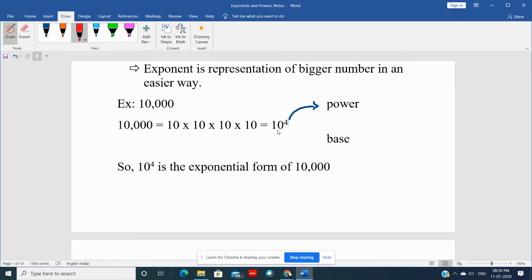Let's make a different color. This 10 becomes base, right? So 4 becomes your power and 10 becomes your base. So we can say that 10 raised to the power 4 is the exponential form of 10,000, okay? So 10 raised to the power 4 is exponential form of 10,000. Why exponential form? Because it's being written in exponent form. Okay.